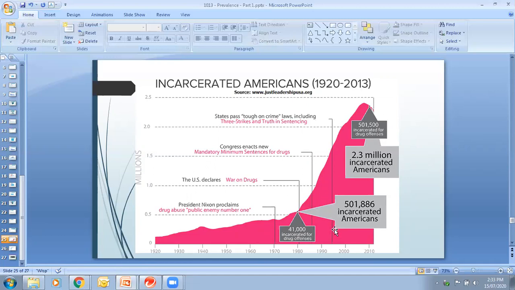Then in the mid-90s, we had the 3 strikes and truth in sentencing, and you can see that this population in prison is just going up and up and up and up. So this 3 strikes and truth in sentencing meant that if you committed a crime 3 times, on the 3rd time, you really did run the risk of being jailed for a very long time.